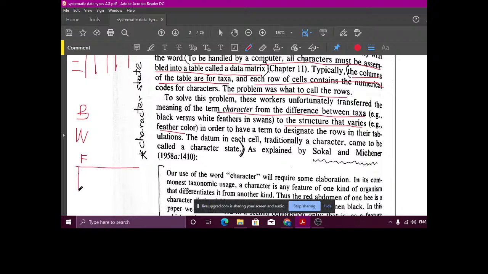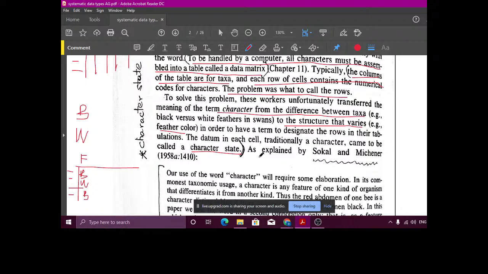And now you can give it black. This is species 1, species 2, species 3, species 4. You can give it black, you can give it white. For another species, you can give it black. So like this you started giving the names, and this started to be called the character state.